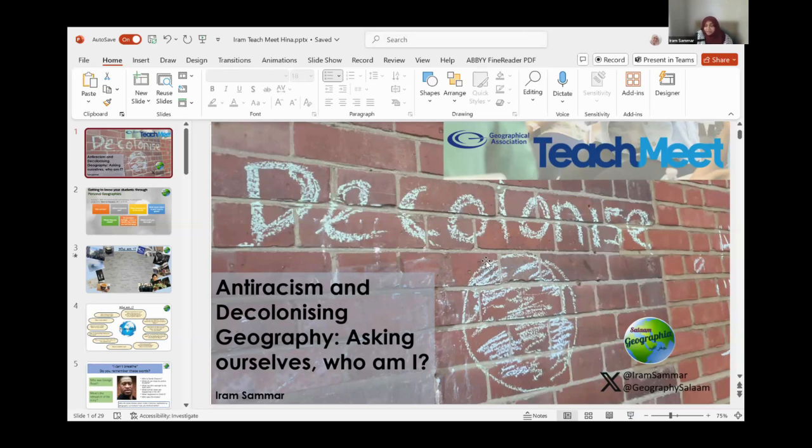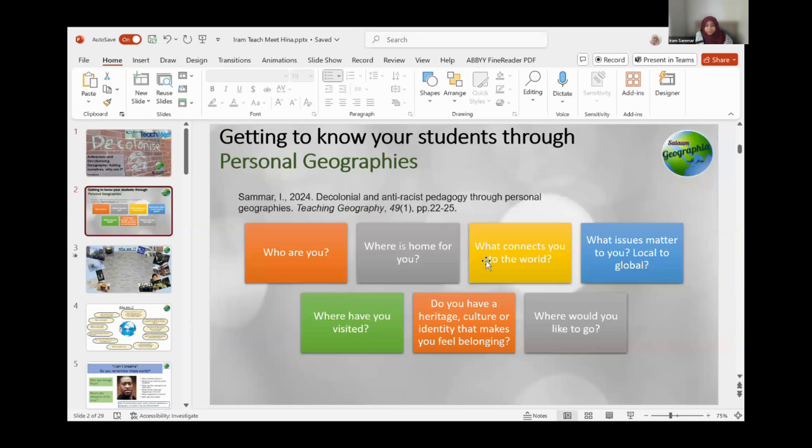I'm going to talk about the importance of actually getting to know your students through their personal geographies, because you'll find that it helps with their understanding of the different concepts within GCSE, especially those synoptic links. When you do this right at the start, when you first meet your GCSE students, you'll find that they engage with the course a lot more.